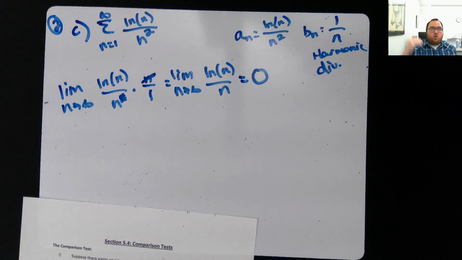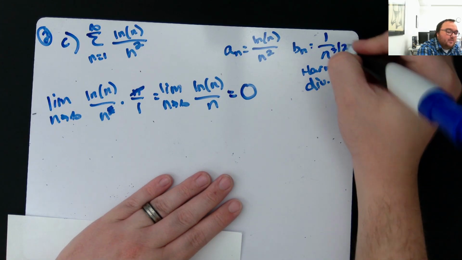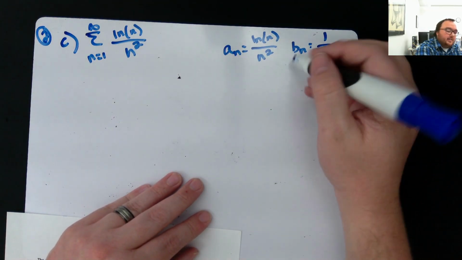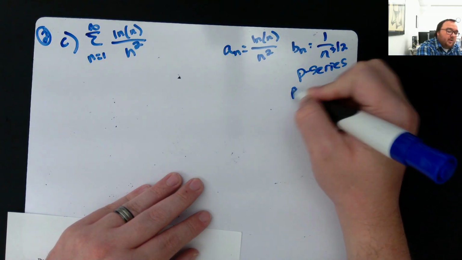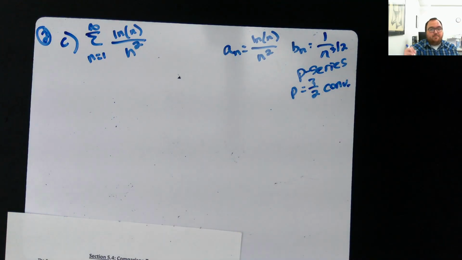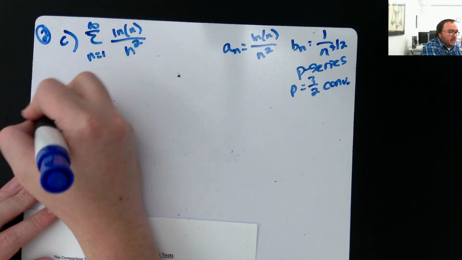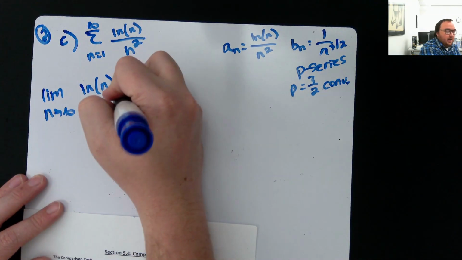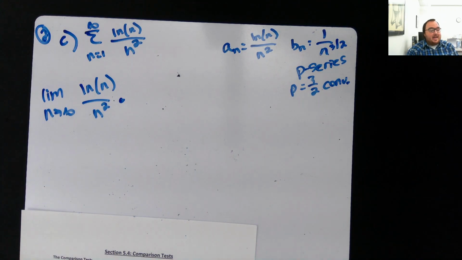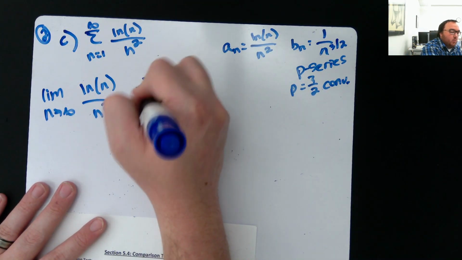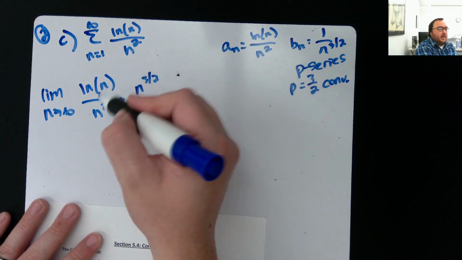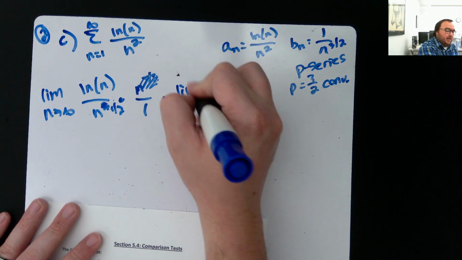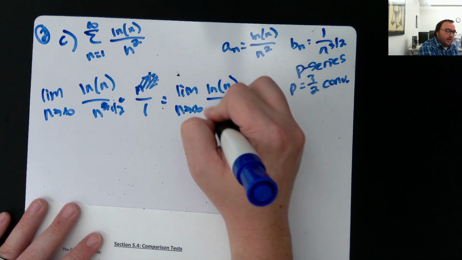Between 1 over n and 1 over n squared is 1 over n to the 3 halves. Let's try that. Because then this is a p series with p equals 3 halves, which means it converges because it's greater than 1, right? So we're going to do the limit as n goes to infinity. An is natural log of n over n squared divided by bn, which is like saying times n to the 3 halves over 1. I can cancel out n to the 3 halves, which leaves me with n to the 1 half. Limit as n goes to infinity, natural log of n over n to the 1 half.